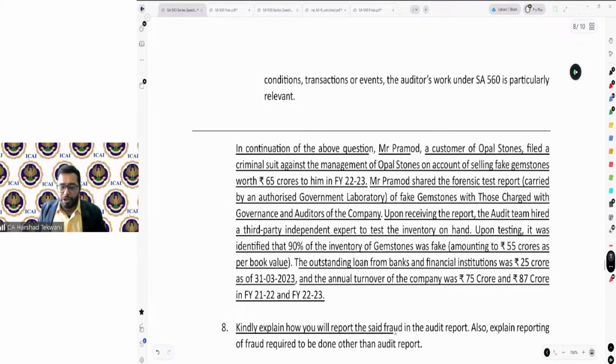Kindly explain how you will report the said fraud in the audit report. Also explain the reporting of the fraud required to be done other than the audit report. So where will you report this fraud, within the audit report and outside the audit report?